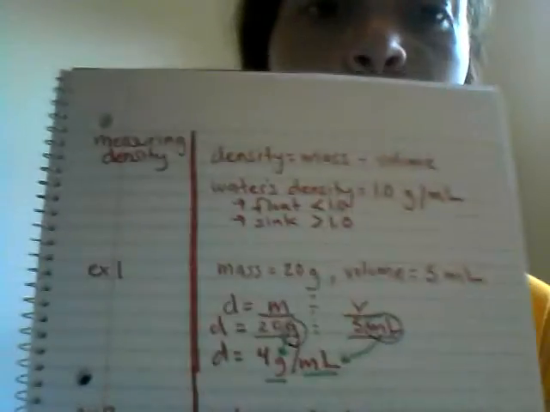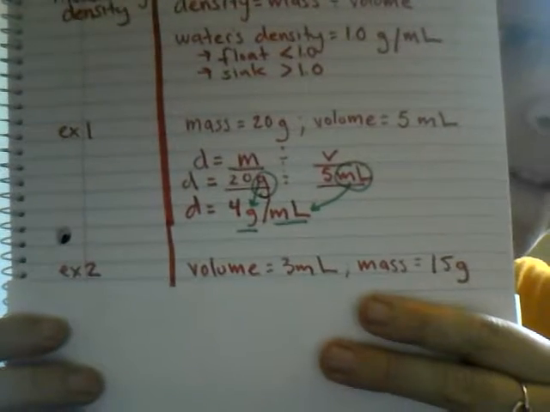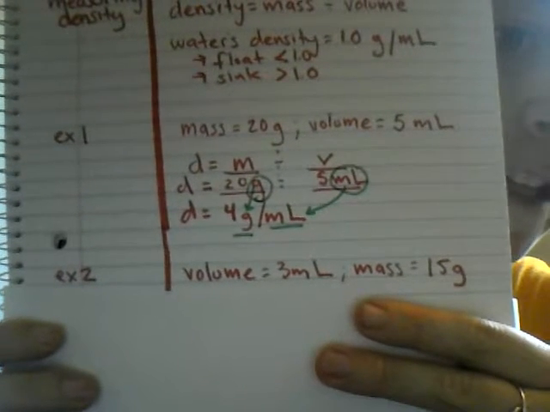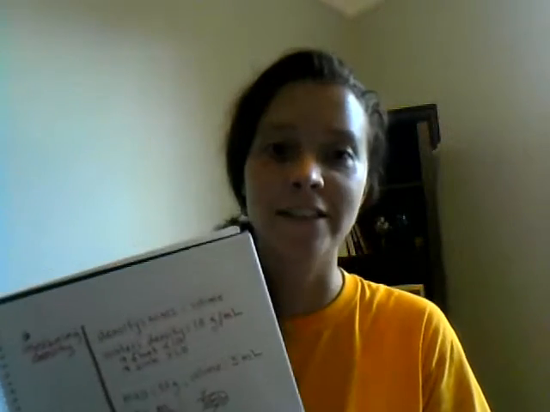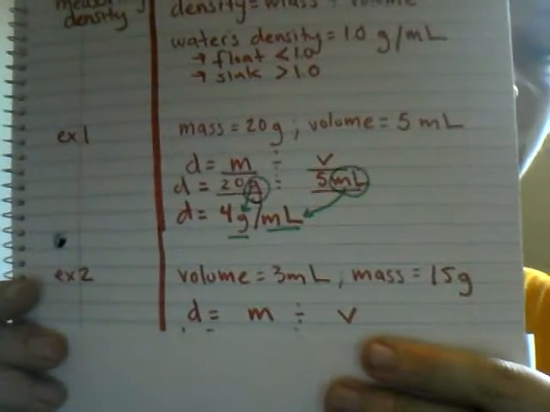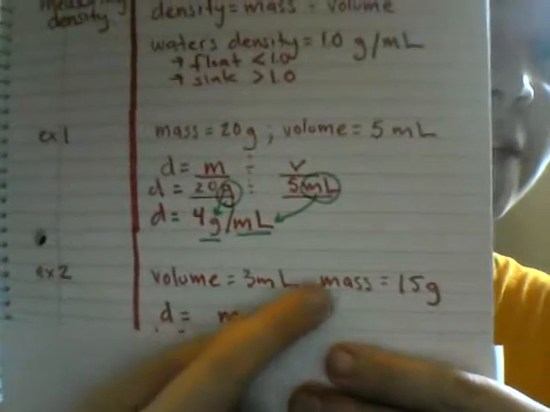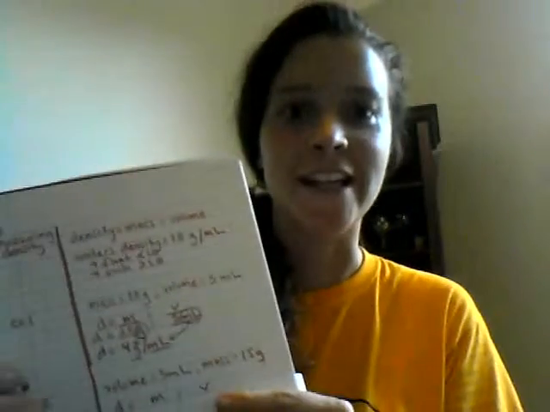In example 2, the volume is 3 milliliters. The mass is 15 grams. Density is mass divided by volume. That's always your first step. Write it down. My mass is 15. My volume is 3. 15 divided by 3.